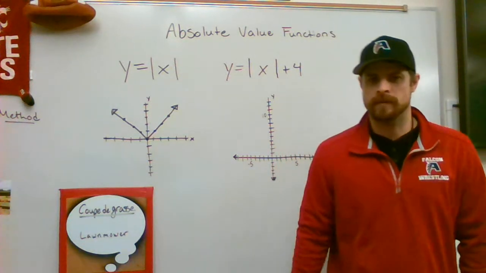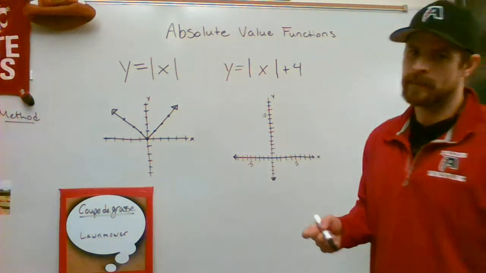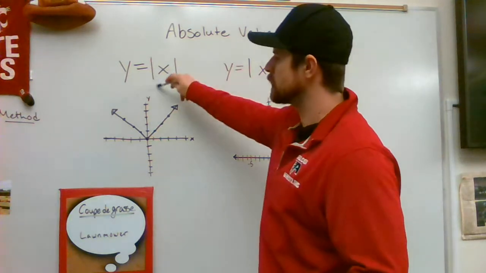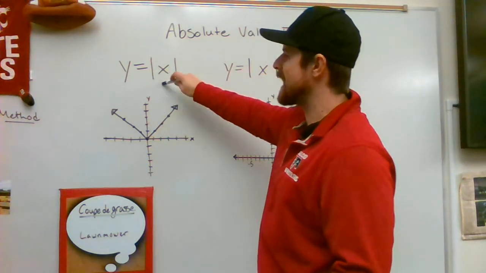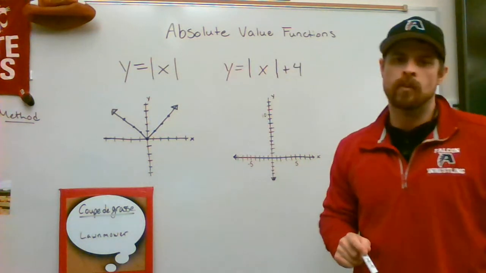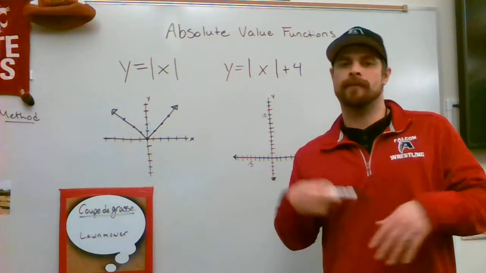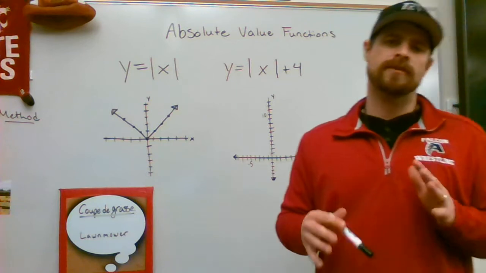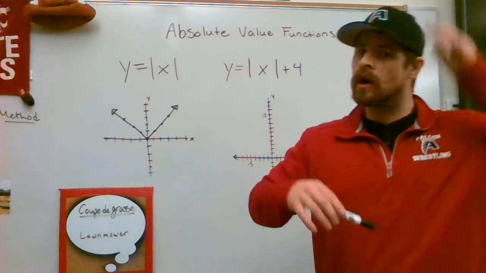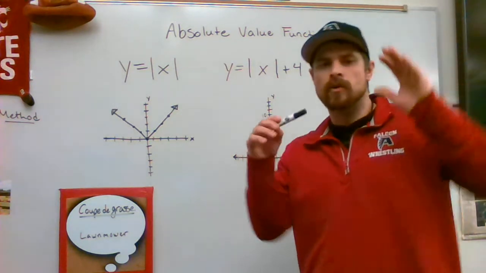Welcome to this episode of the Bielik method, where today I'm going to be taking this parent function, y equals the absolute value of x, and we're going to be transforming it, meaning we're going to shift it left, right, up, down, flip it upside down. There are tons of transformations that you can do with all types of equations, and there are rules that go along with them.